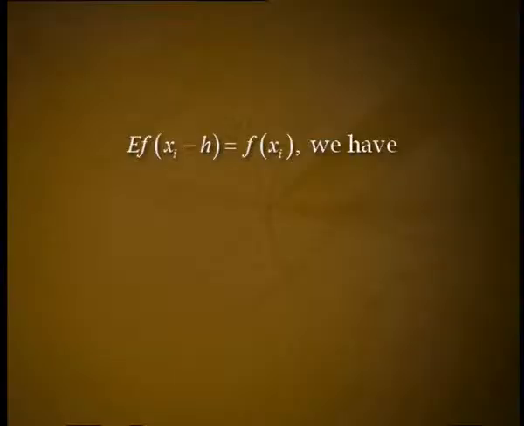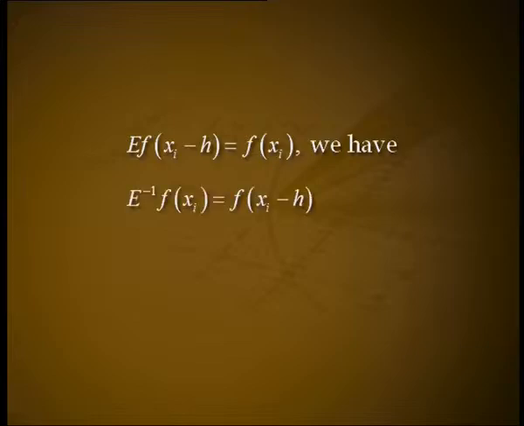Hence, in particular, E y0 equal to y1, E squared y0 equal to E(E y0), that is E(y1), that is y2, etc. E raised to n y0 equal to yn. Since E f(xi minus h) equal to f(xi), we have E raised to minus 1 f(xi) equal to f(xi minus h), that is E raised to minus 1 yi equal to yi minus 1.